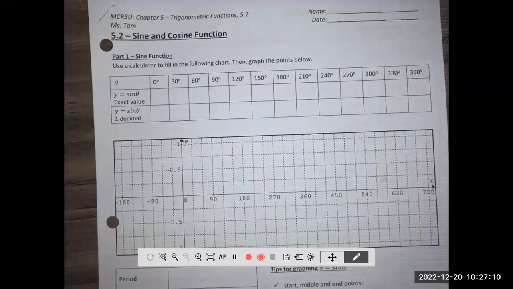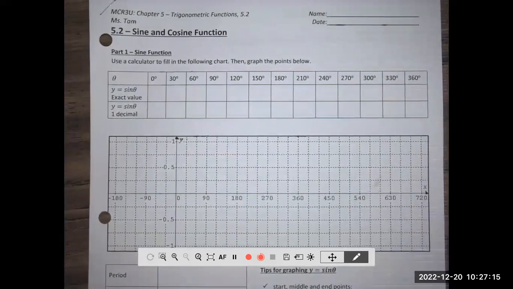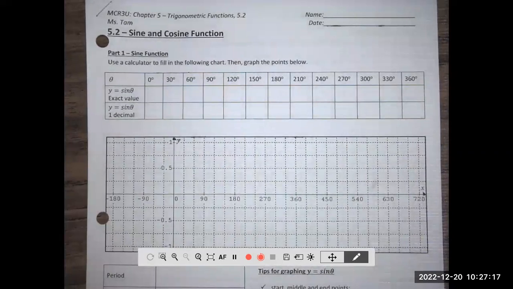All right, so today we're going to be looking at 5.2 sine and cosine functions. Now, before we begin, we're just going to take out our pencils, and without our calculators, we want to write down the exact values of sine theta. Okay, so we're just going to do some investigation. We're going to think back to chapter 4 when we were looking at the unit circle, and we're going to think back as to sine.